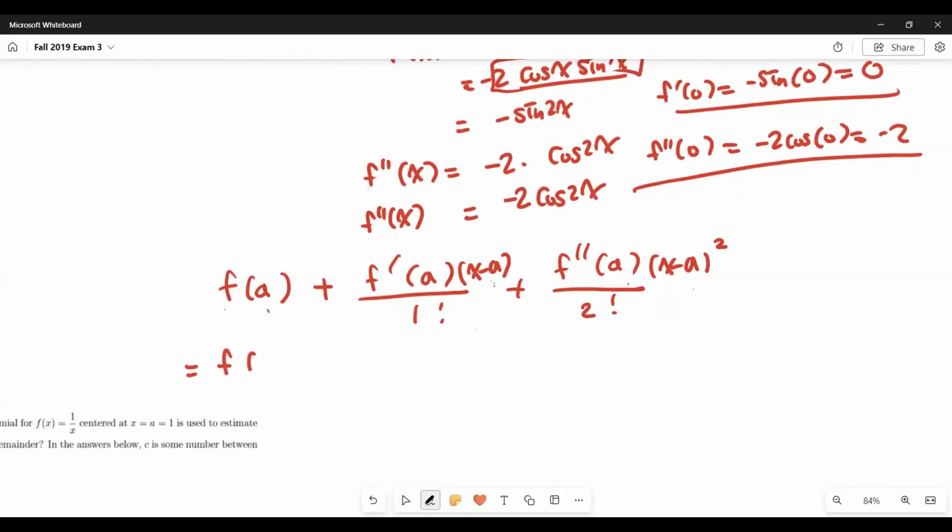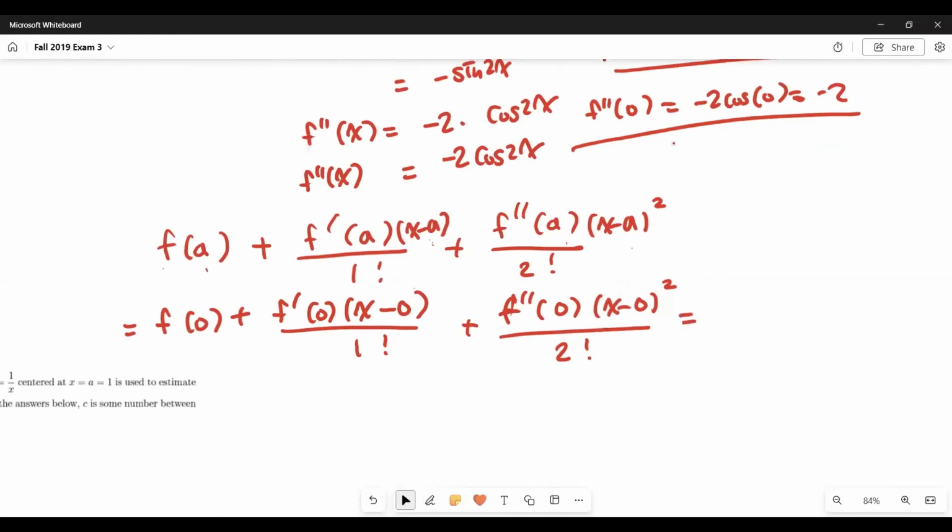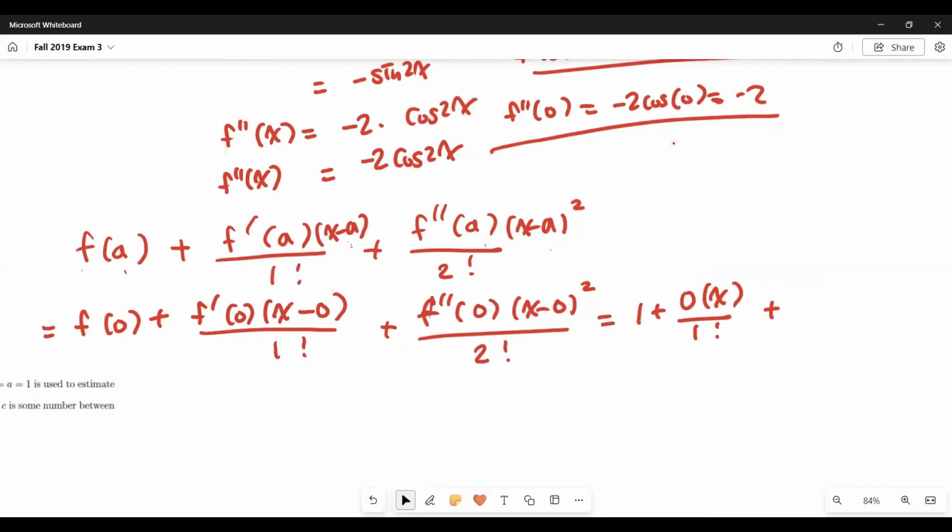So this is f(0) + f'(0)(x - 0)/1! + f''(0)(x - 0)^2/2!. And we know that f(0) is 1. And then this is 1 + 0·x/1! + f'' is -2, so -2x^2/2!.